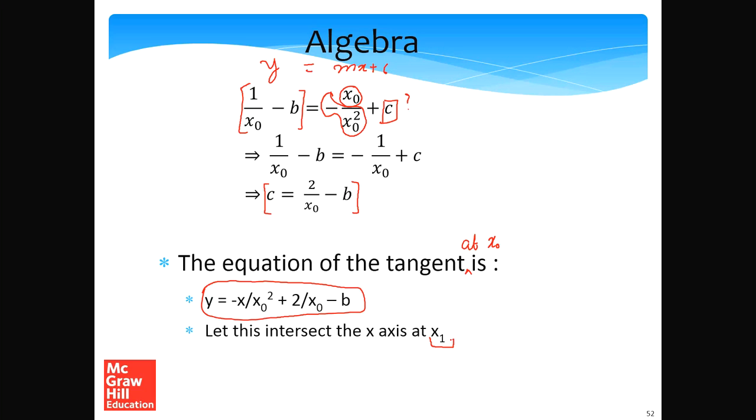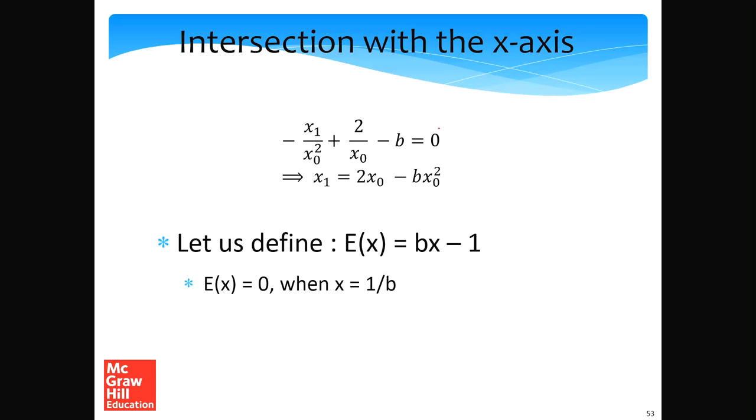So we need to find this point x1. What we know is that when it intersects the x-axis, y is equal to 0. So we can thus say that 0 needs to be mx + c. Since we have computed the value of c and the value of m, the value of x where this intersects the x-axis is x1. So this is the equation we can create, and if we solve it, we'll find that x1 is equal to 2x0 - b·x0².